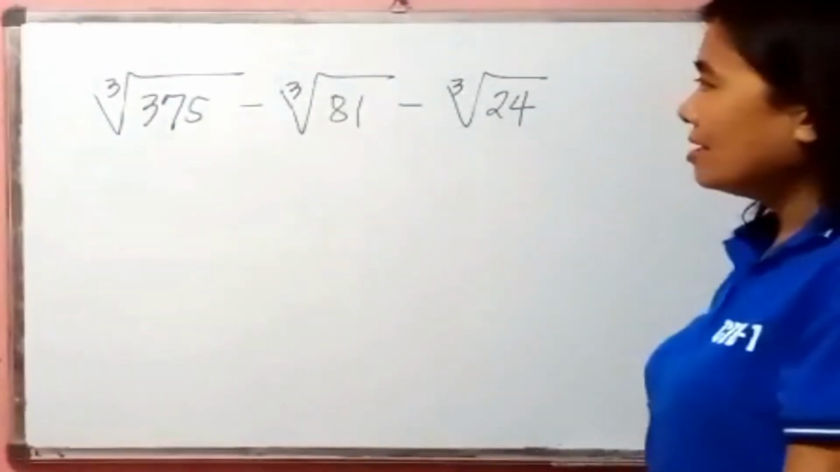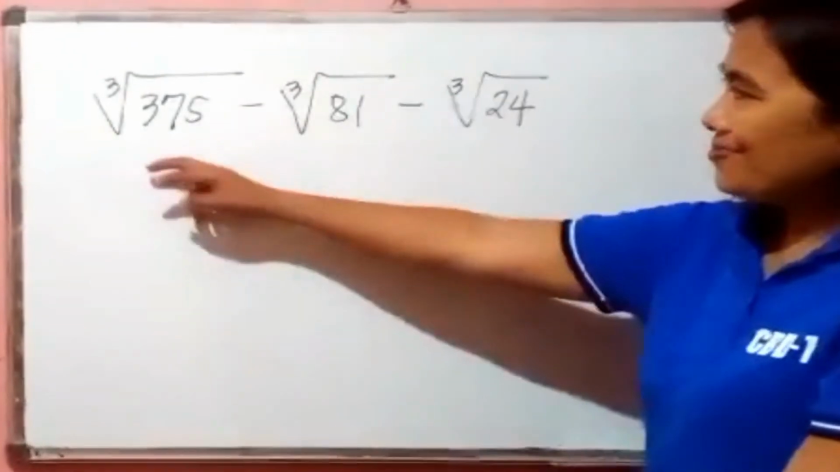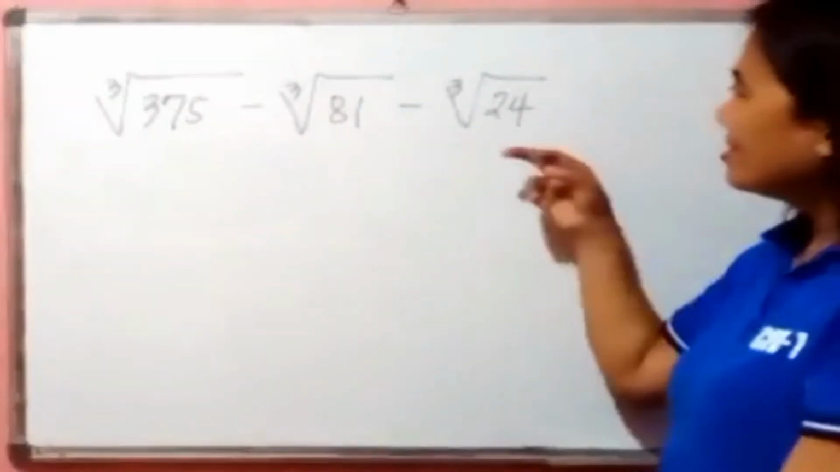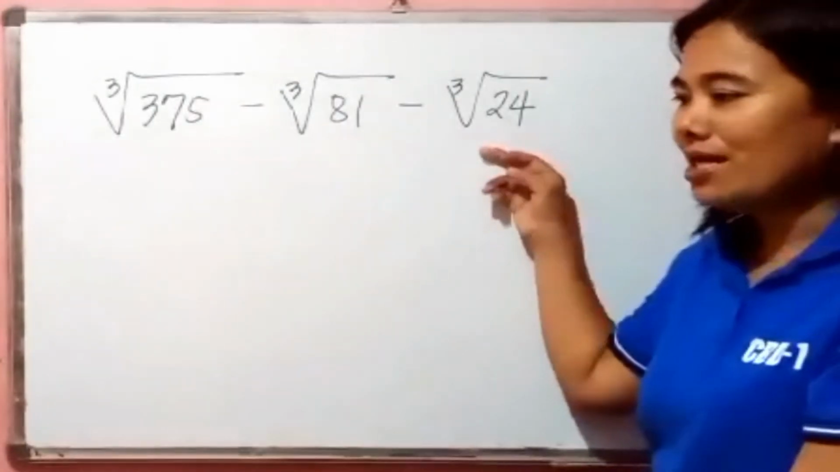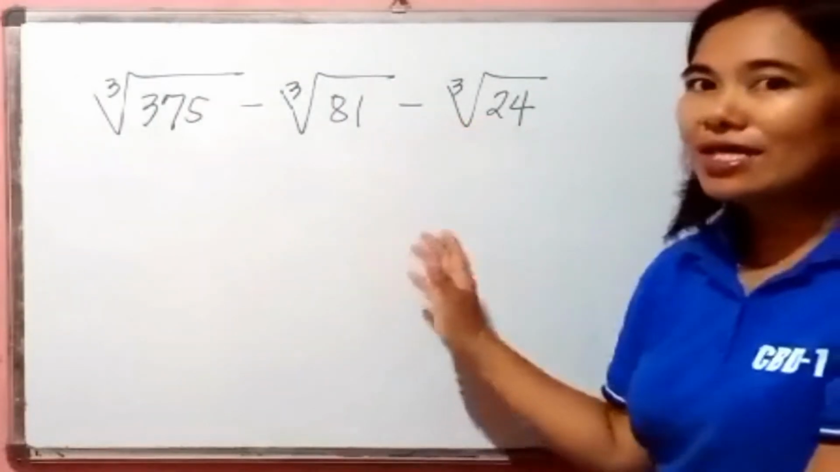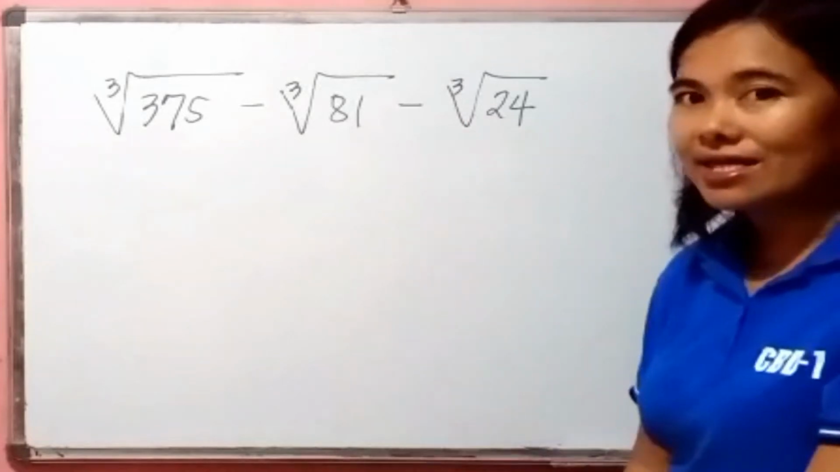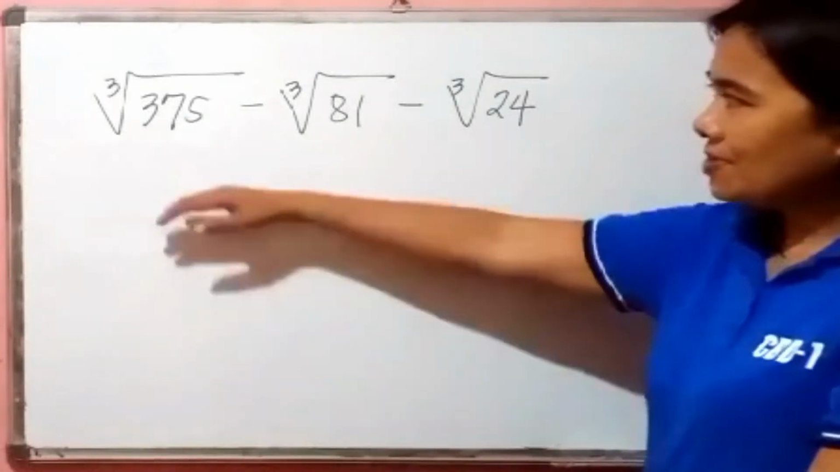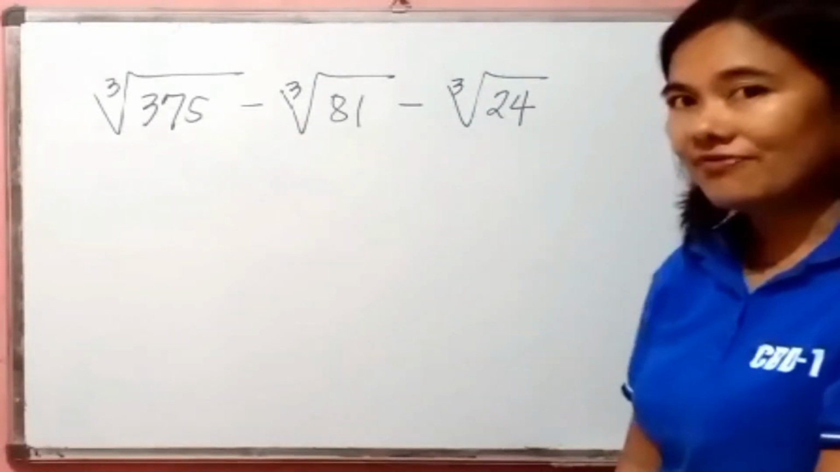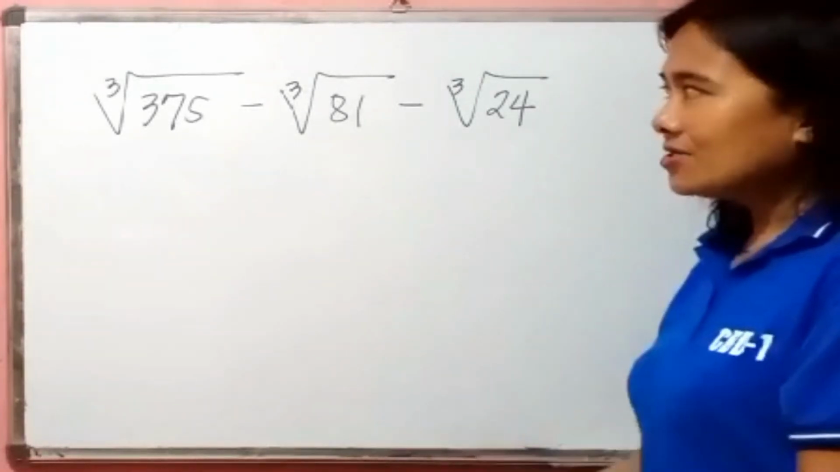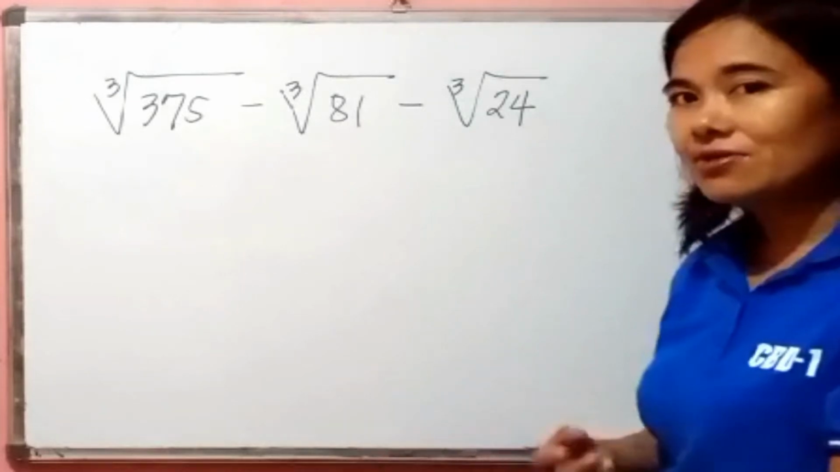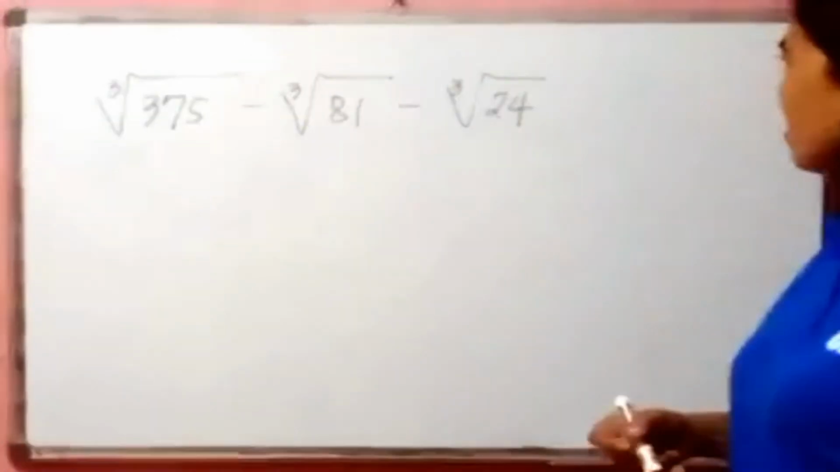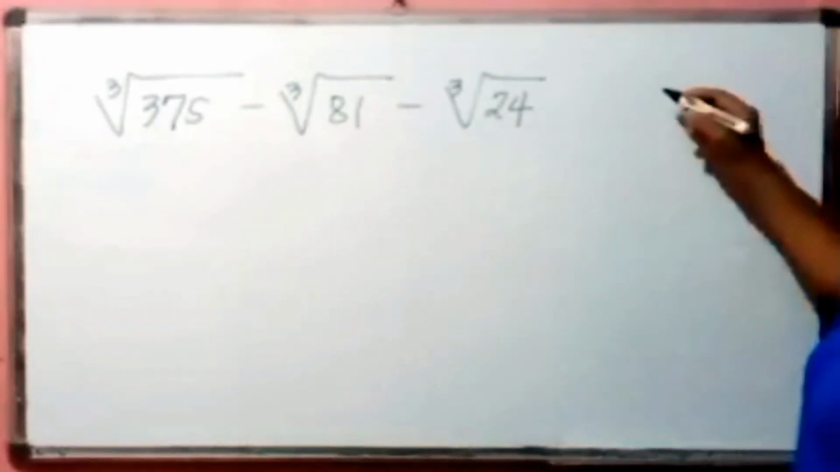When we have cube root of 375, cube root of 81, and then cube root of 24. So, wala tayong nakitang similar radicals. So, we start simplifying radicals. Ano ba yung simplified form ng 375? Or ano ba yung factors ng 375 na yung isa is perfect cube? Okay, balik ka dun sa table mo. Ano ba yung table of perfect cube natin?